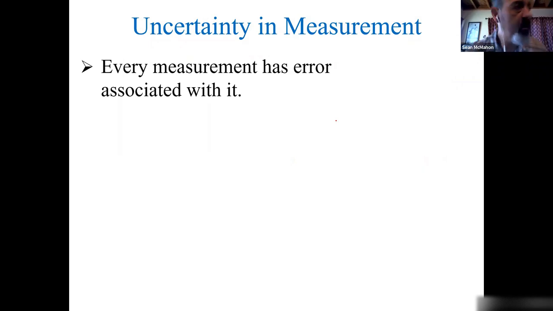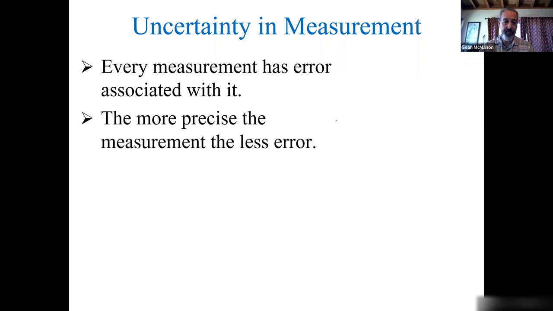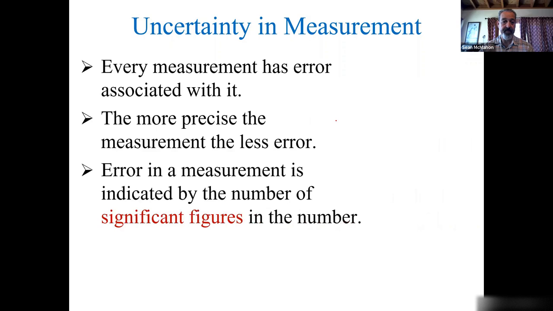So how do you become precise? Well, one of the things is you want to minimize error in your measurements. And one of the things to do that is to make sure you know how to read your instrument, right? Because again, there's always some uncertainty. There's always going to be some level of doubt. So the more precise the instrument is, right, the less error you're going to have. So errors in measurements is typically indicated by what's called significant figures in the number.